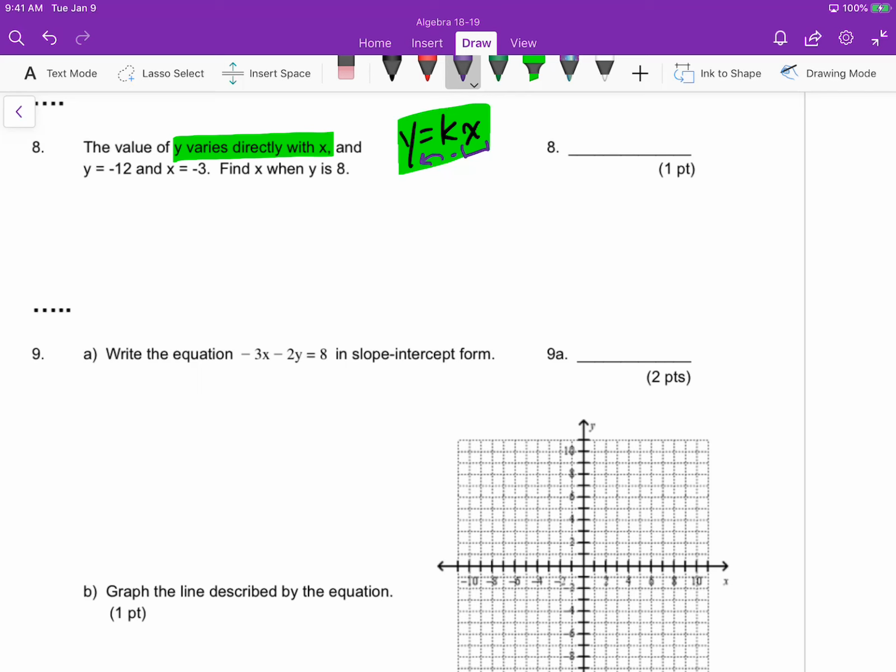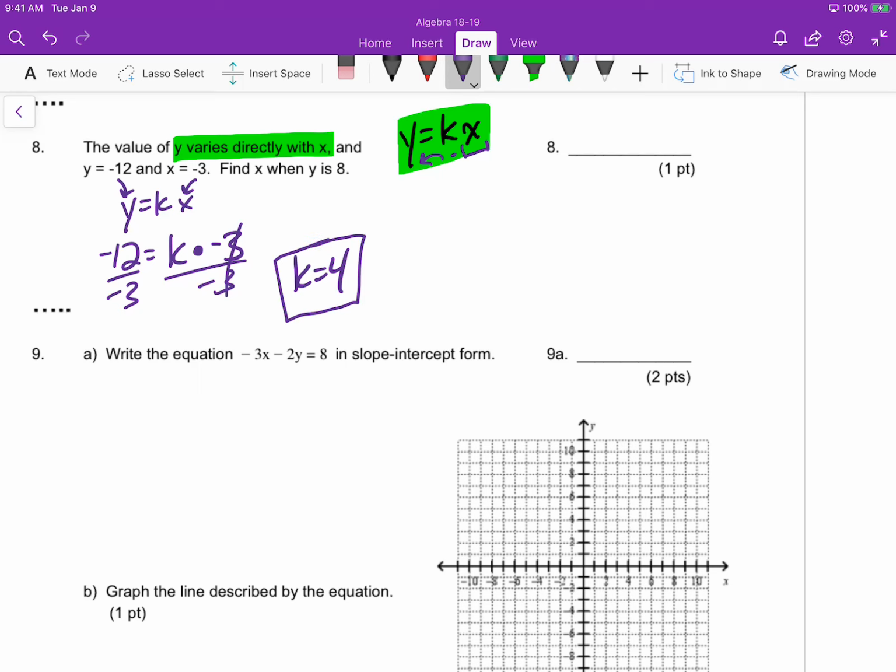Okay, so they give us the information. If I just write y equals kx, they give us x and they give us y. So I know -12 equals k times -3. I'm going to do the classic sign there. You should be able to do that in your head. If not, if you have to figure out k, you just divide by -3, and you'd get k equals 4. Great. That's not what it's asking.